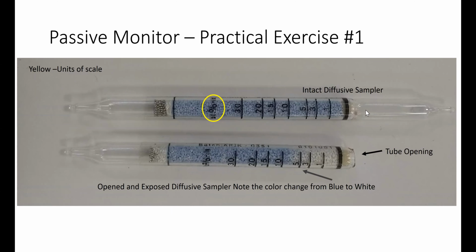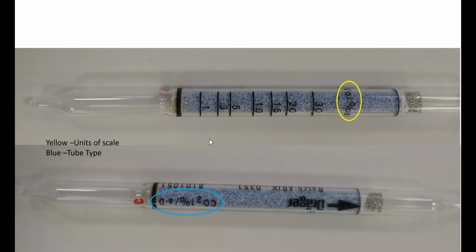This is an intact tube. You can see the little score marks where you break it off, and you can see that part's missing here. This is the open part where the gases diffuse, okay? And you can see this is an open exposed tube. You can see the color change from the blue to the white. You can see how it's starting right here. You kind of have your transition, okay?